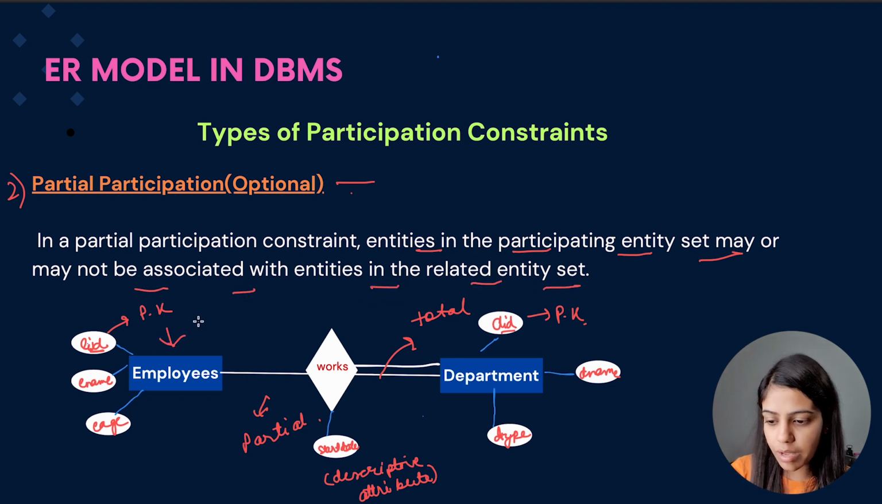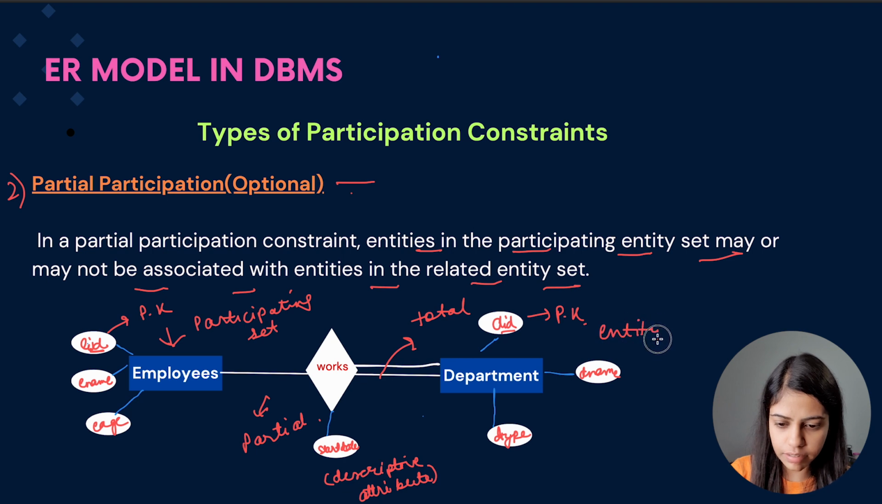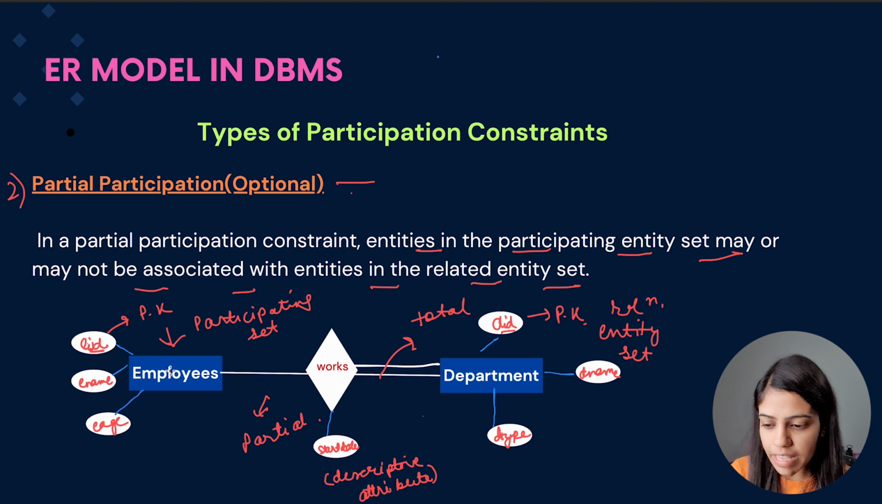So if we are seeing from the employee's point of view, this is the participating set, and this is the associated entity set, or you can say related entity set. Now, not every employee from the participating set should be associated with the related entity set. So not every employee should be present in a particular department. Every department should have an employee, but not every employee should be a part of any department.